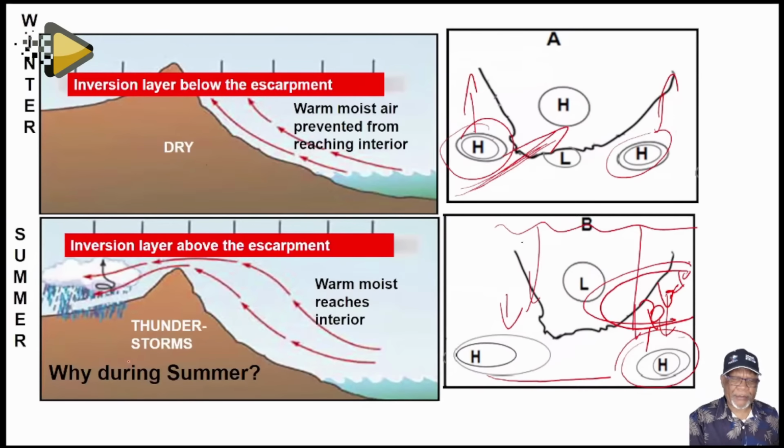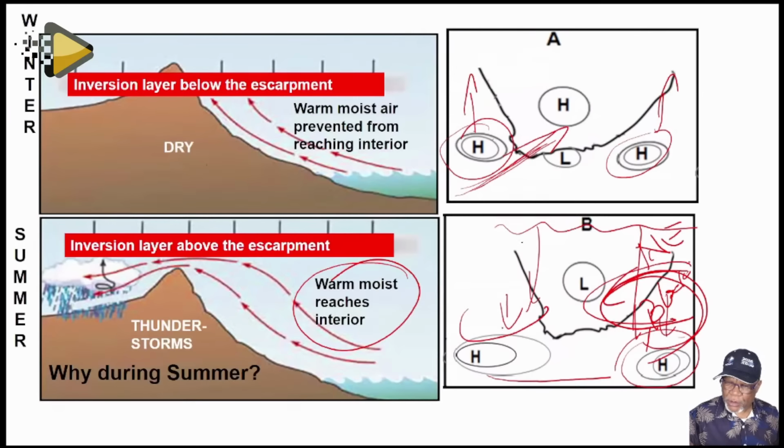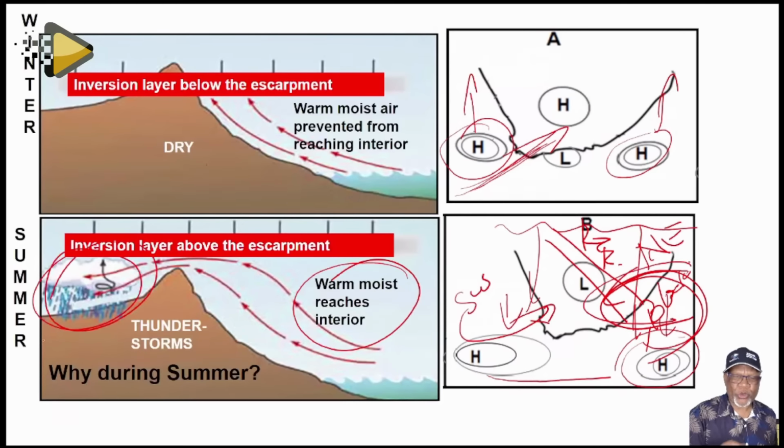We have the cross section, so we can see the warm, moist air is able to reach the interior. So this will be the moist air that is reaching the interior as your northeast winds there. And then we have cold, dry air as your southwest winds there. Then you're going to have the moisture front there. Then you're going to have your line thunderstorm there. So that is what we're going to experience during summer.